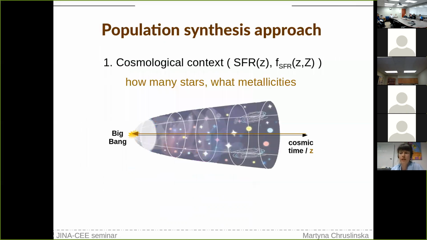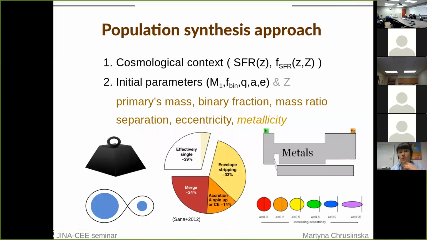We need a couple of ingredients to do this. And the first one is what I called here a cosmological context. So we have to specify the conditions in which our stars are forming. In particular, for any given time, we need to know how many stars we should form and what their metallicities are. And when we do that, then we have to choose initial parameters of stars or binaries.